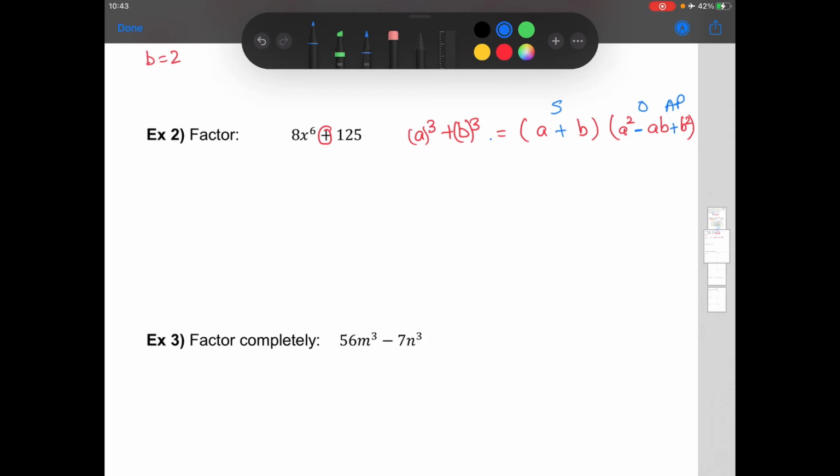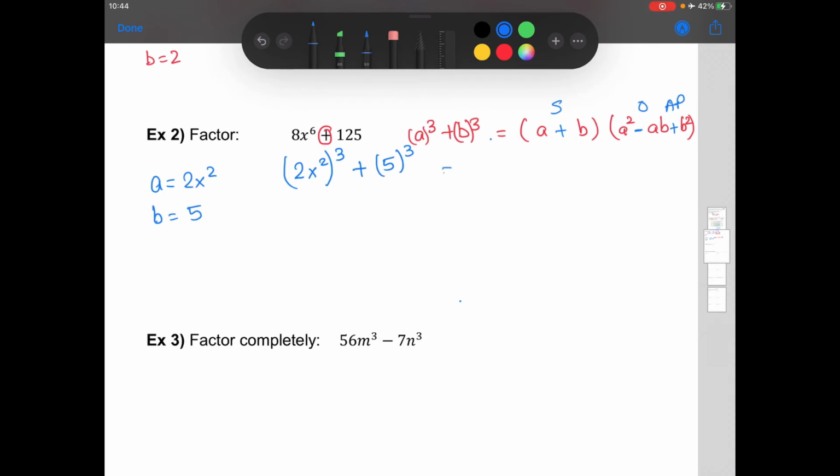So now, can I rewrite this? Again, remember your variable must be a multiple of 3. 6 is a multiple of 3, right? 8 is a perfect cube. 125 is a perfect cube. So you have to do that check step. So can I rewrite this as 2x squared to the third plus, this would be what? Written as 5 cubed, right? So now my a is what? 2x squared. And my b is 5.